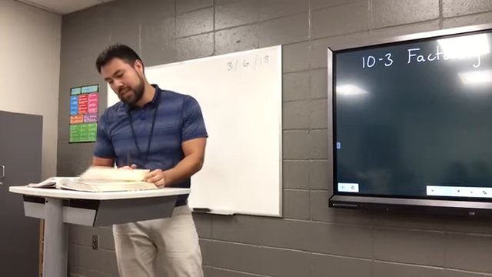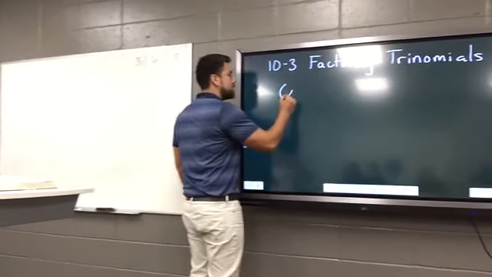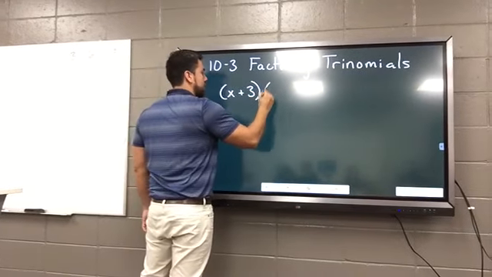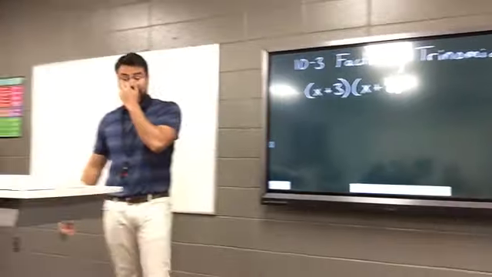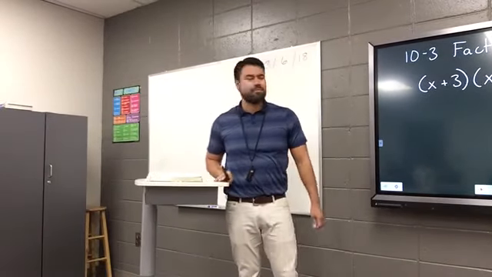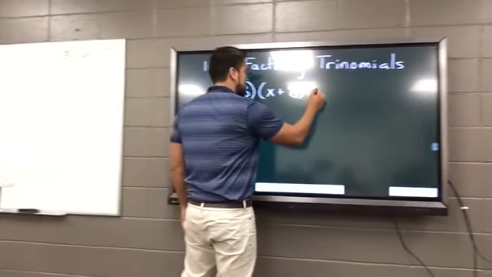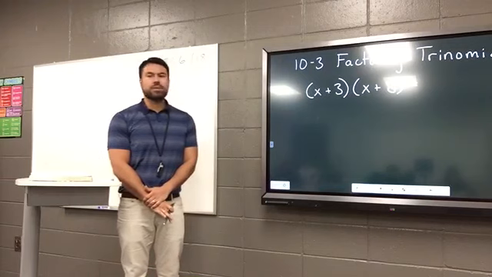Okay, let me give you a multiplication problem here. Let's go with x plus 3 times x plus 8. Go ahead and work that one out. Get me my product of these two binomials. So multiply these out and make sure your answer is in simplified form. So x plus 3 times x plus 8.